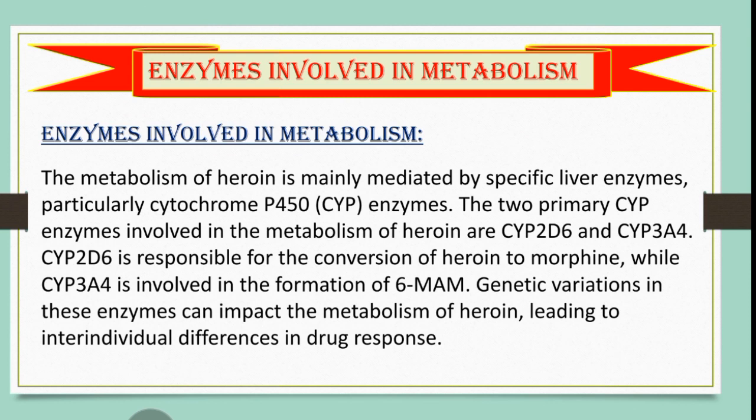Enzymes involved in the metabolism. Enzymes are proteins that catalyze chemical reactions. The metabolism of heroin is mainly mediated by specific liver enzymes, particularly cytochrome P450 or CYP enzymes. There are two types of CYP enzymes: CYP2D6 and CYP3A4. CYP2D6 is responsible for the conversion of heroin to morphine, and CYP3A4 is responsible for the formation of 6-monoacetyl morphine.